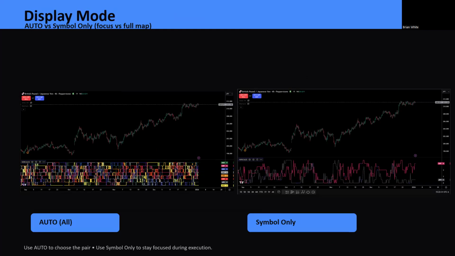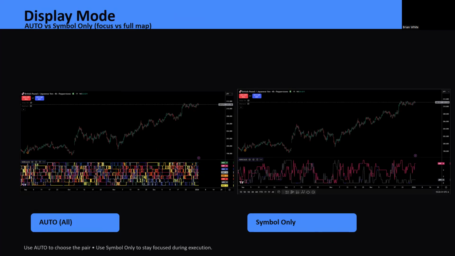So inside of your system, you have two options. The auto, which gives you every pair, and then you have the symbol only. This is one of the most helpful features. Auto mode is your map to help you choose which pairs you're looking for. Symbol only is really where you focus, where you want to get ready to execute.